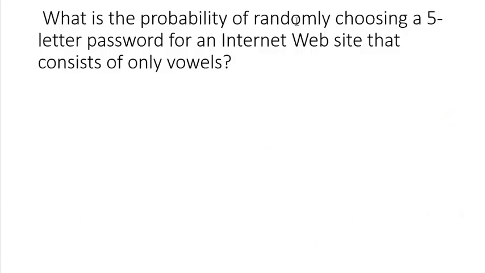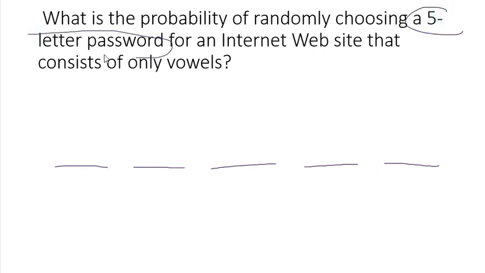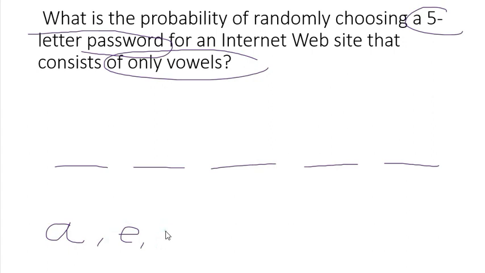Next, last question. What is the probability of randomly choosing a 5-letter password for an internet website that consists of only vowels? Okay, so like the one for the lottery, we will also draw lines. But here we are going to draw 5 lines. And we need to understand that's 5-letter passwords. 1, 2, 3, 4, 5. And then it says only vowels. So what are the vowels in the alphabet? We have A, E, I, O, and U. So the choices here, we have A, E, I, O, U.